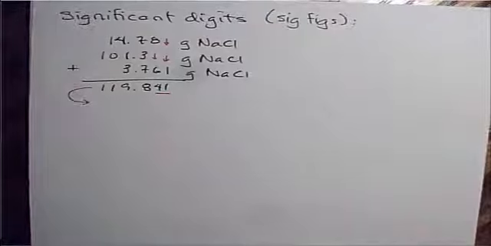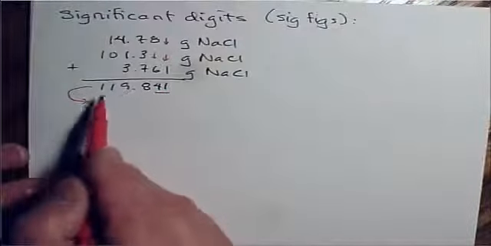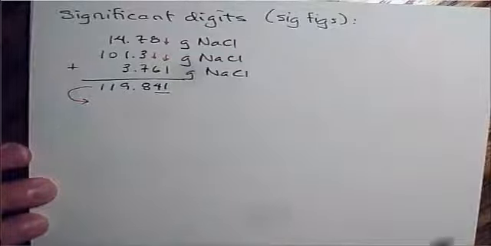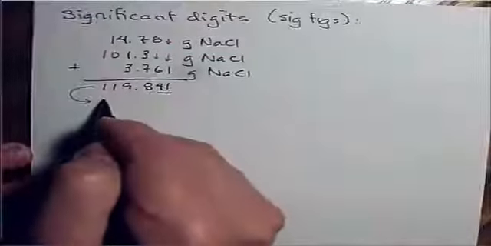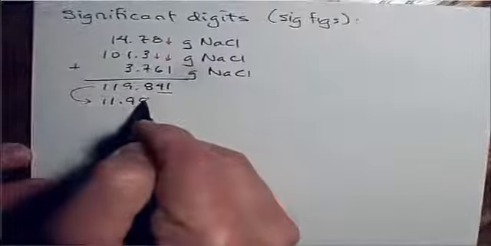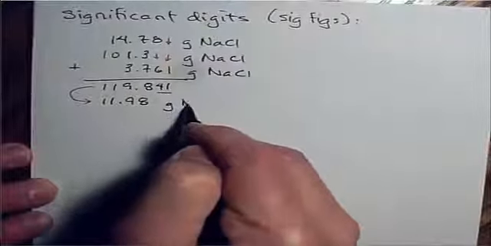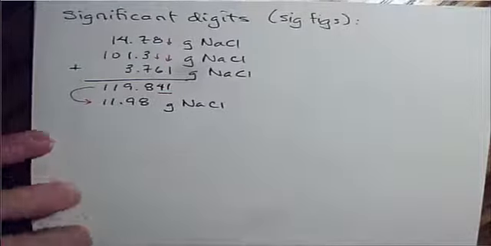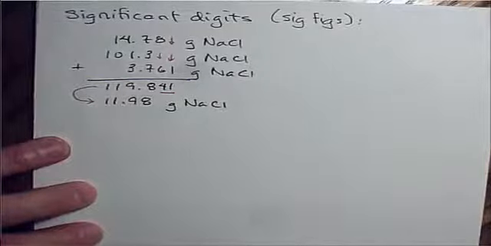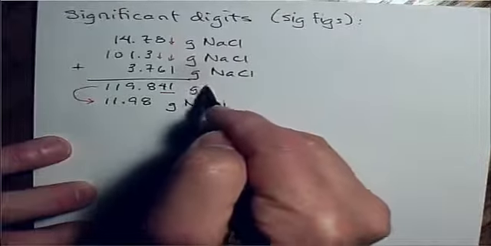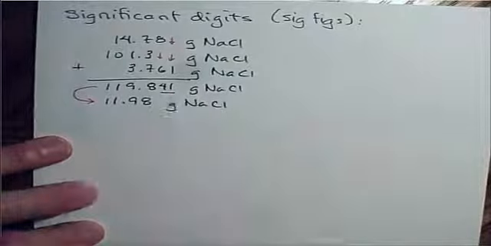It doesn't have to be a curved arrow. It could be a straight arrow. Okay? But it's an arrow going from this number to what I'm going to round it off to. So I'm going to round it off to 119.8. And that's grams of NaCl. Okay? That's my final answer. Well, this is also grams of NaCl. It's just unrounded. I'm going to keep my units and digits there.